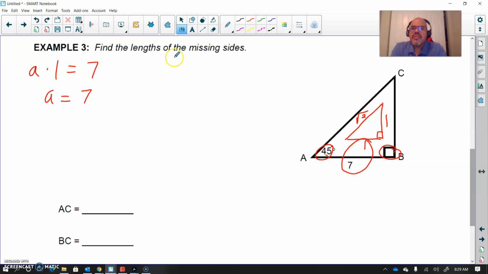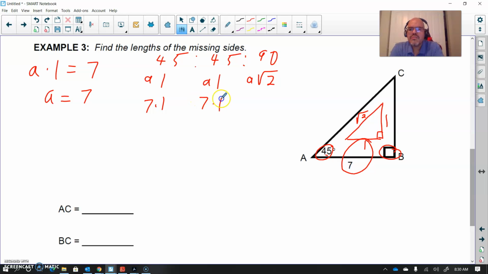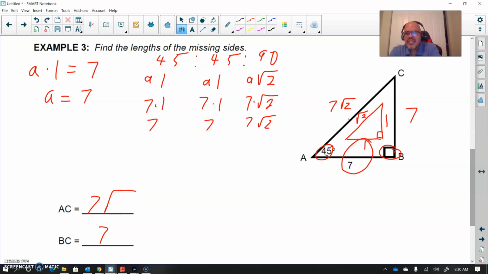Now just remember our ratios. This is the 45, 45, 90: 1, 1, square root 2. These are all going to be multiplied by that number A. So we have 7 times 1, 7 times 1, and 7 times the square root of 2. This just gives me 7, 7, 7 square root of 2. So my AC, what's opposite of the 90-degree angle, is going to be 7 square root of 2. My AB is already 7, and BC is 7. 7 square root of 2 is AC.